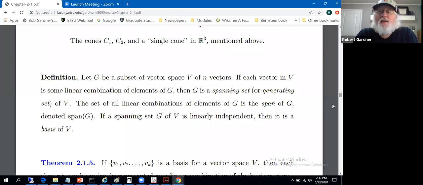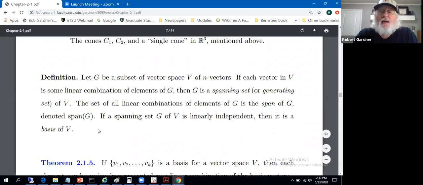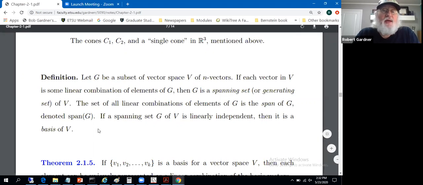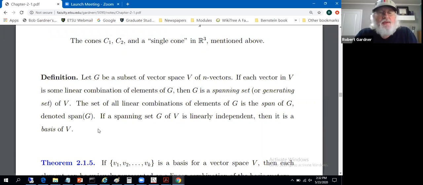We haven't defined basis yet. We're going to define basis for vector space. We're going to define basis for these cone things as well. Let G be a subset of a vector space V of n vectors, so a subspace of Rn.